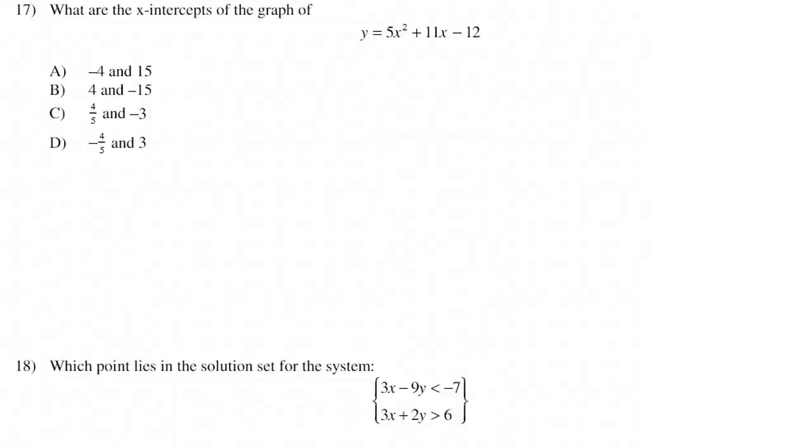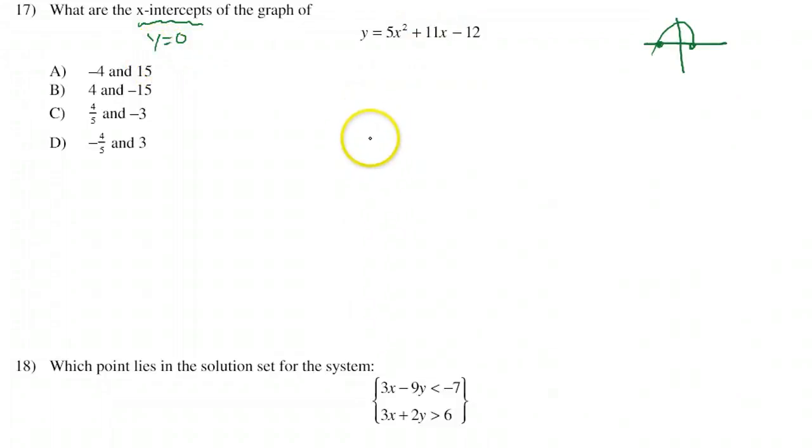For number 17, it's asking us to find the x-intercepts. So we keep learning two different methods of understanding what an x-intercept is. One, it's where a graph hits the x-axis. Or two, it's also the point where y is equal to 0. Since we're doing algebra, I like thinking about the algebraic definition, where y is equal to 0, since that one is more useful to us a lot of times.